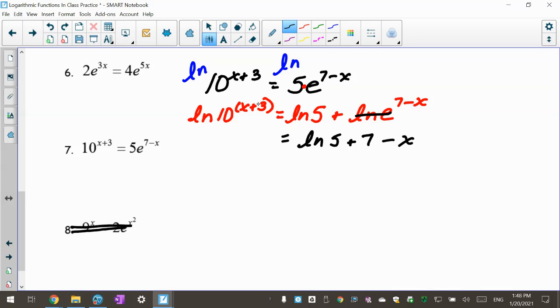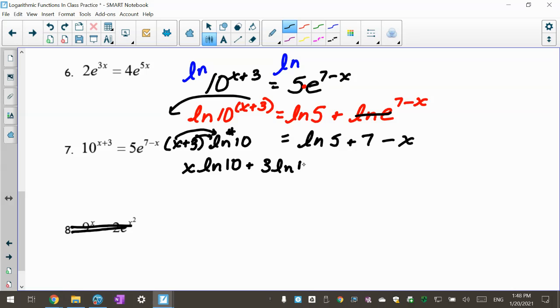The left side, I have to bring down my exponent, but because it's a binomial, I'm going to put parentheses around here because what I have to do is distribute, because natural log of 10 is a number. So you're going to distribute the x and the 3. So you're going to write it as x natural log of 10 plus 3 natural log of 10 is now going to equal the natural log of 5 plus 7 minus x. You're like, wow, this is long, which usually happens. It gets wide if you're natural logging.